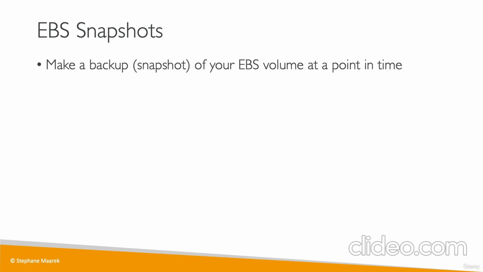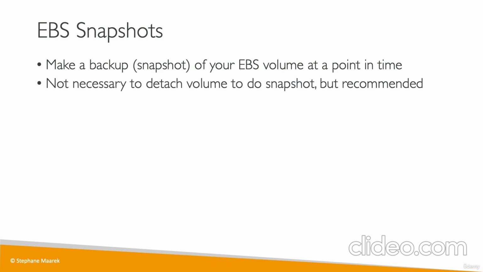So now let's talk about EBS snapshots. You can take your EBS volumes and make a snapshot, which is also called a backup, at any point in time that you want to. The idea is that you will be able to back up the state of it, and even if the EBS volume is terminated later on, you could restore it from that backup. Now, to make a backup, it is not necessary to detach the volume prior to doing the backup, but it is recommended just to make sure that everything is clean on your EBS volume.